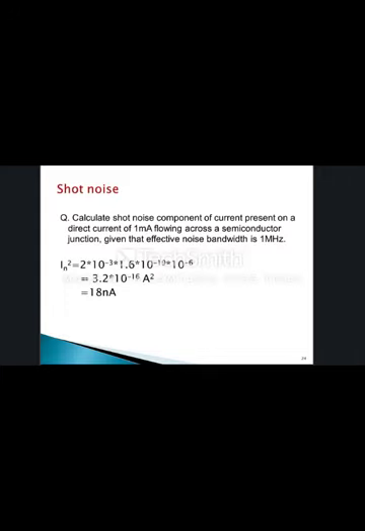So I_N squared is equal to 2 into 10 raised to minus 3 into 1.6 into 10 raised to minus 19 coulombs into 10 raised to 6 hertz, which comes out to be 18 nanoamperes.